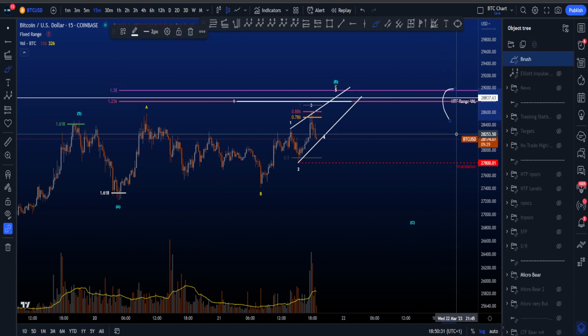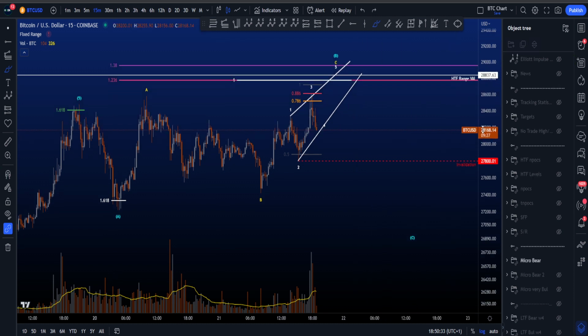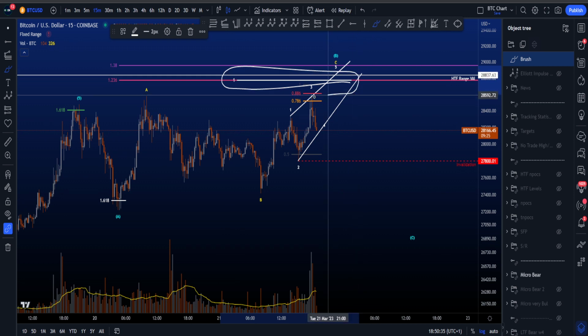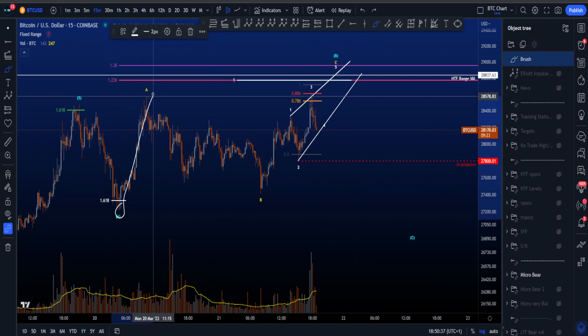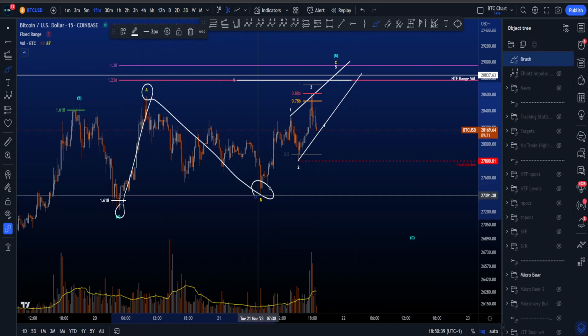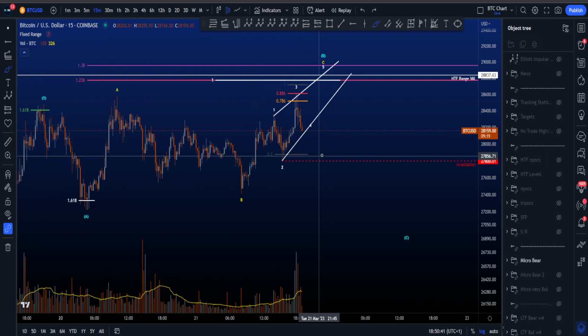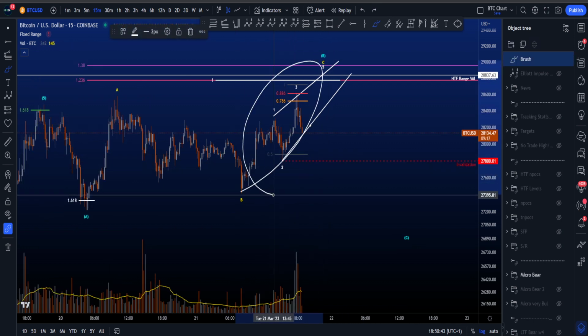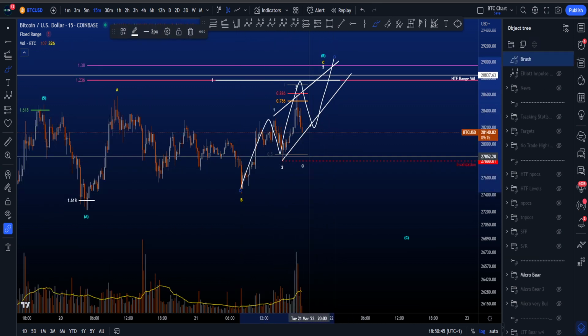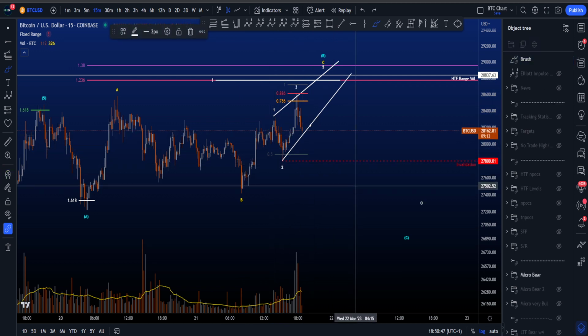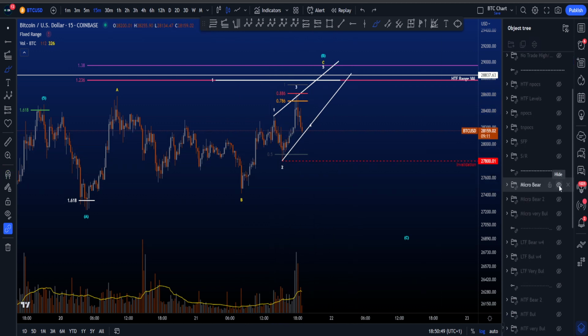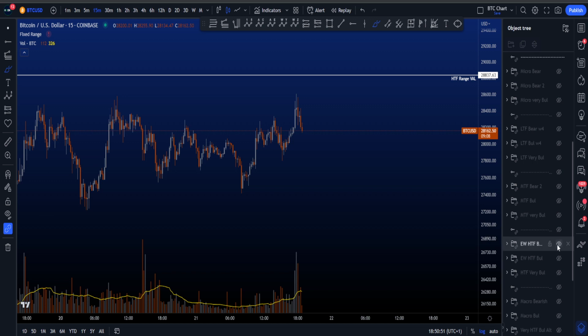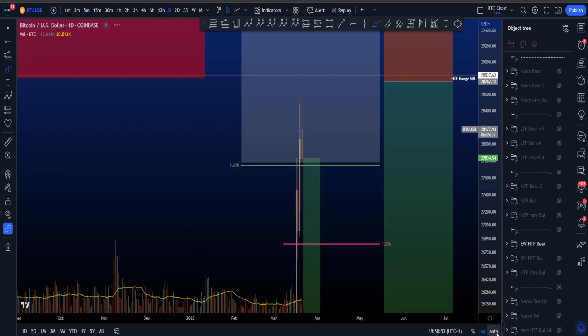Nice confluence with the high time frame range value area low, and also the 1-to-1 is over here, taken from the low of A over here to the high of A to then the low of B. So that is quite nice as well. The invalidation, however, for this scenario, especially with this then being an ending diagonal, is price taking the lows of wave 2 at 27.8K. And now then we go to the bearish scenario.